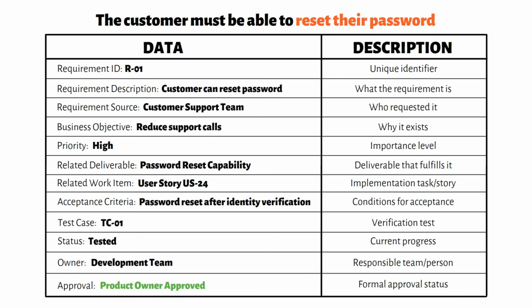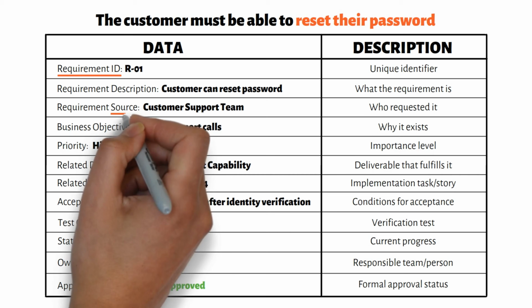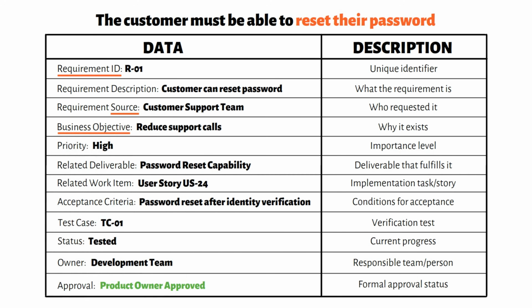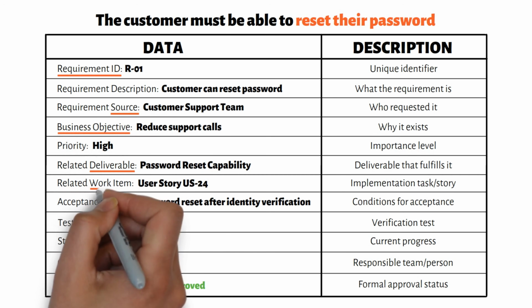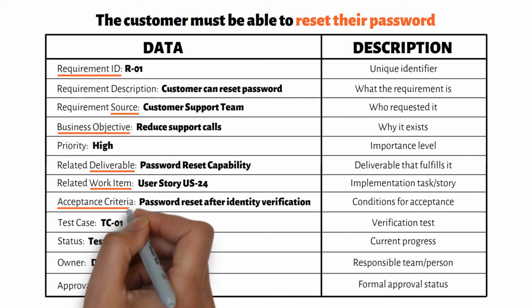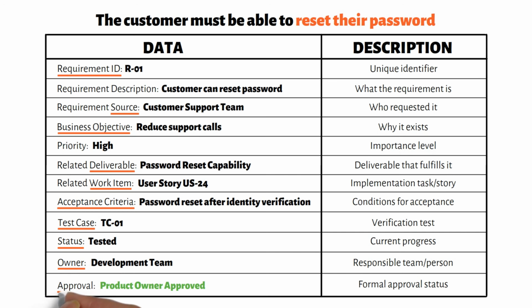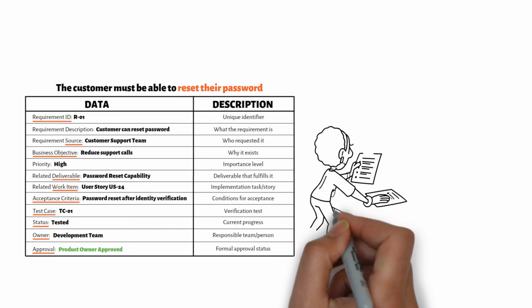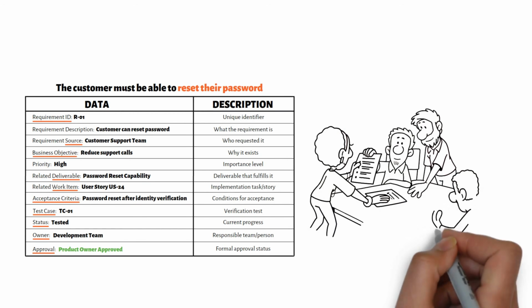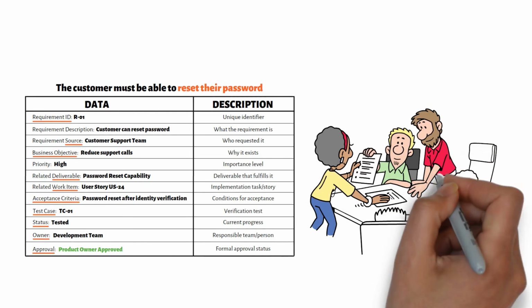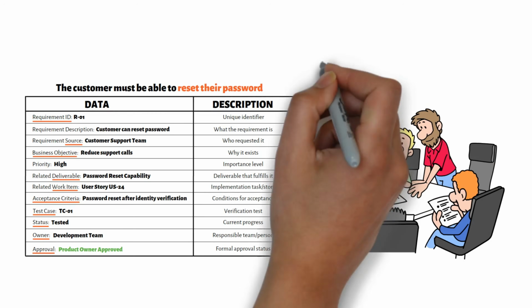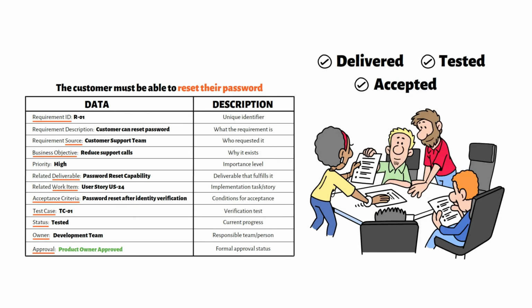Notice what happened. We started with a single requirement. Now we've connected it to its source, its business objective, the deliverable, the work item, the acceptance criteria, the test case, its status, its owner, and its approval. This is why an RTM is much more than a simple list of requirements. It provides end-to-end traceability, allowing the team to follow each requirement from the moment it is requested until it is fully delivered, tested, and accepted.